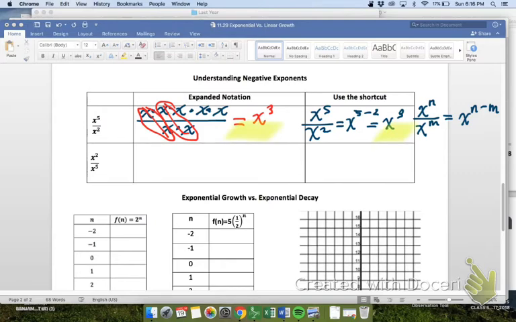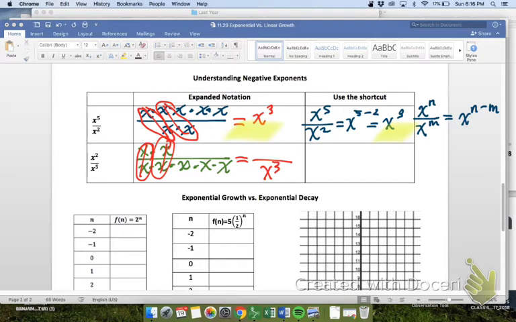Now, the second example is a little bit different because we're going to end up with a negative exponent. Again, we can start by doing the expanded notation, where we have x squared on top and x to the 5th on the bottom. It looks exactly like what we did above, except the numerator and denominator have switched spots. On the top we have x times x, and on the bottom we have x times x times x times x times x. Then again, you can cancel out pairs of x's on the top and the bottom. And we end up with, on the bottom, x times x times x, x to the 3rd.